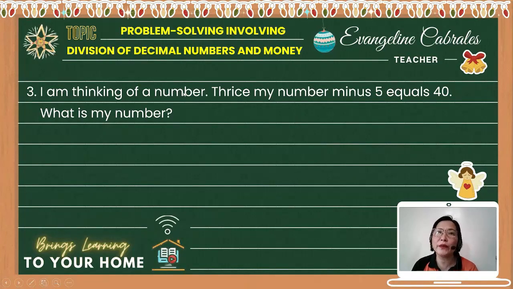So, ang una mong gagawin, you are going to guess and check. Iisip ka ng number. Guess. You will guess. Diba? Manghuhula ka ng number. And then, you will try to multiply it by 3. Kasi thrice means 3. Thrice my number means multiply. And then, pag nakuha mo na yung sagot, ima-minus mo siya sa 5. Kailangan ang sagot ay 40. So, hindi lang isang beses mo siyang gagawin. Maaaring paulit-ulit until you arrive at the correct answer.